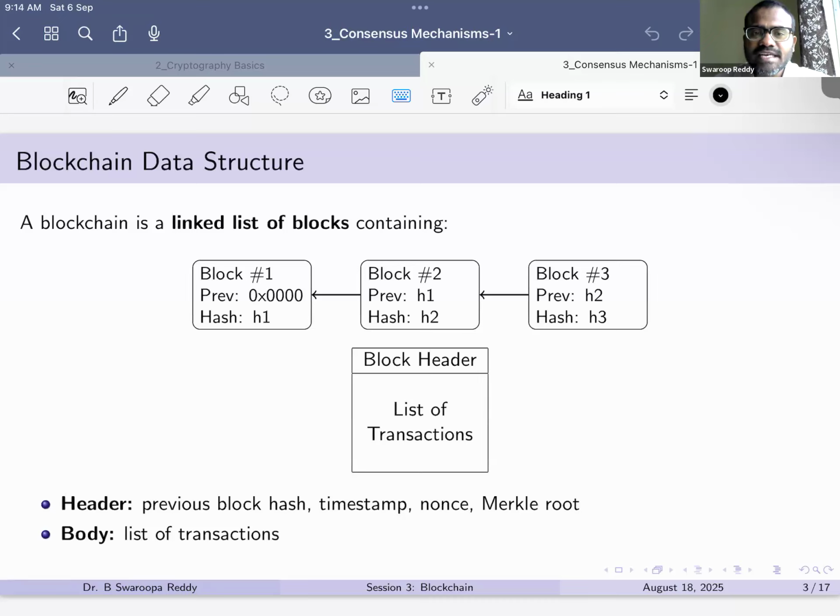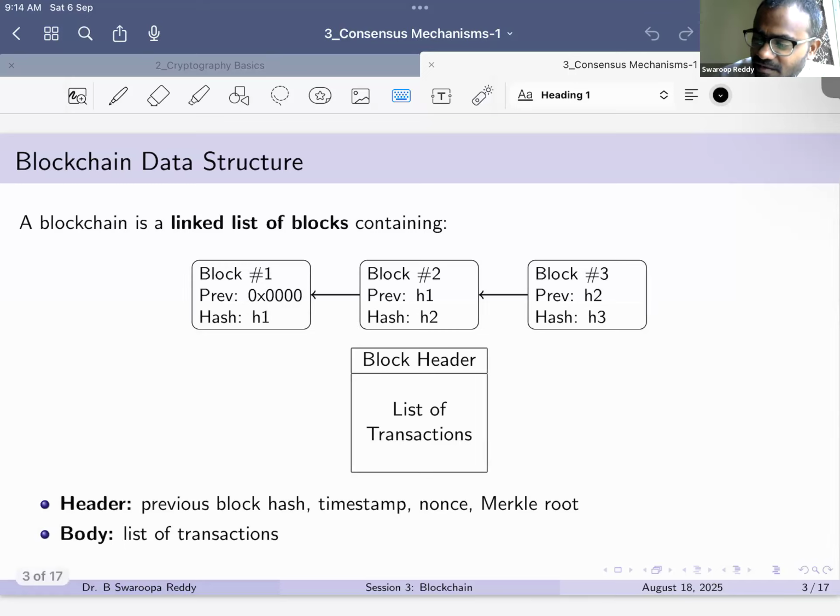So as you already know, the blockchain is a linked list of blocks. It will link the blocks from time to time. So for example, this block one is called the Genesis block. This is also called the Genesis block.